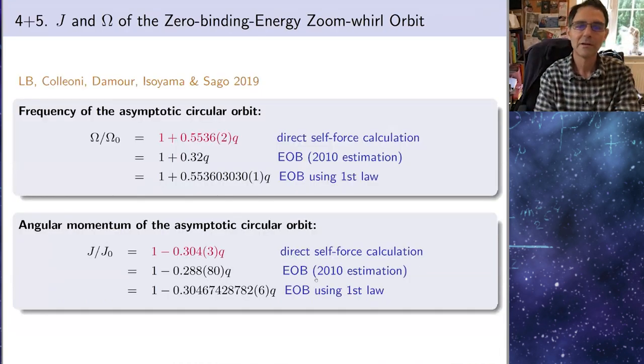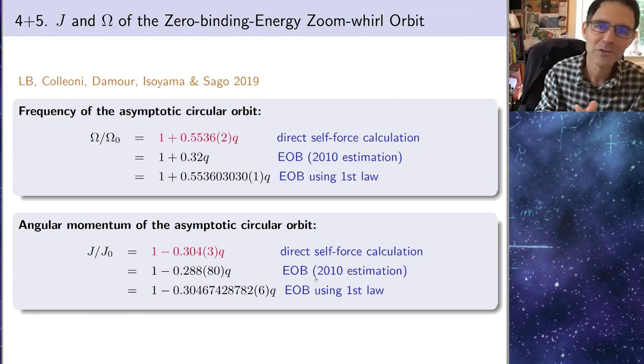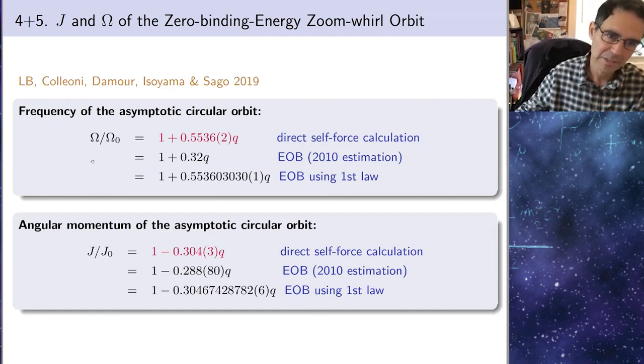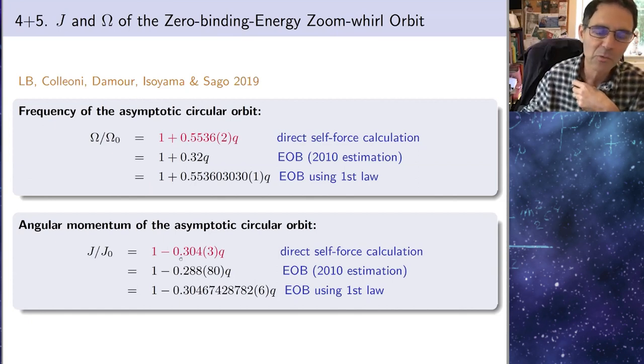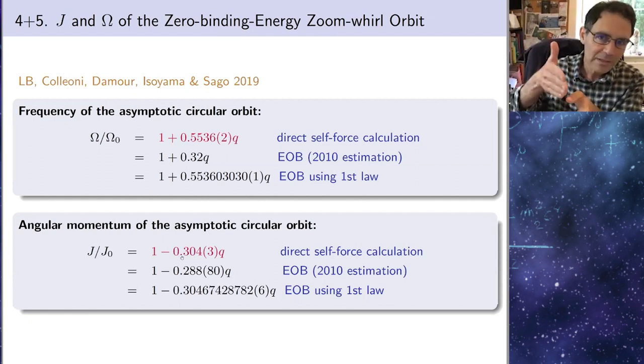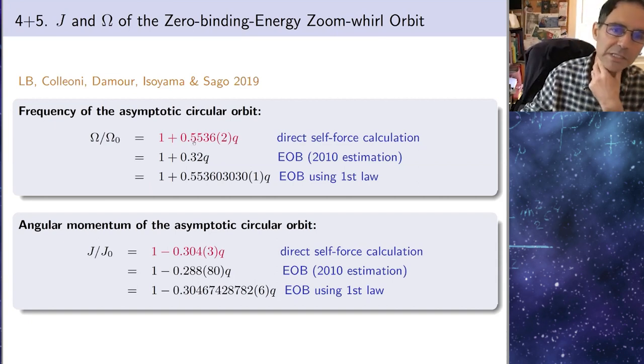And that calculation we did much, much later. It took many more years because all the self-force technology, the computation technology, is adapted to bound orbits. It took a lot of time for us to be able to do unbound orbits. And these are the results. So this is the normalized frequency of the asymptotic orbit, and this is the shift, and this is the angular momentum. So you can see that the self-force shifts the angular momentum by something like 0.3 mass ratio inwards. So you need to shoot the particle slightly more inwards in order for it to be captured. This is without radiation, and the final frequency is a bit larger.